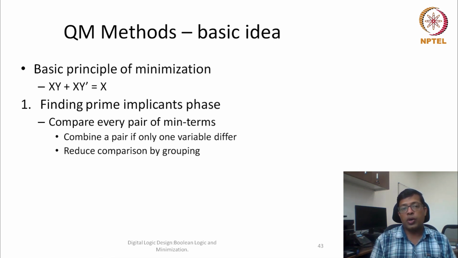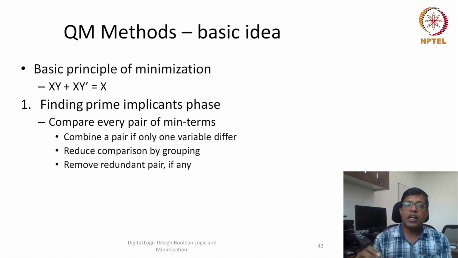So what is done in the Quine-McCluskey method is that we arrange all the min terms in order of the number of ones present in those min terms. That helps us in reducing the number of comparisons. For example, we compare only with a group of min terms which has one number of ones, and with the other group of min terms which has two number of ones in them. We'll see all these things with an example, and after doing all the comparisons, if some particular pair is redundant, then we can remove it at this stage.